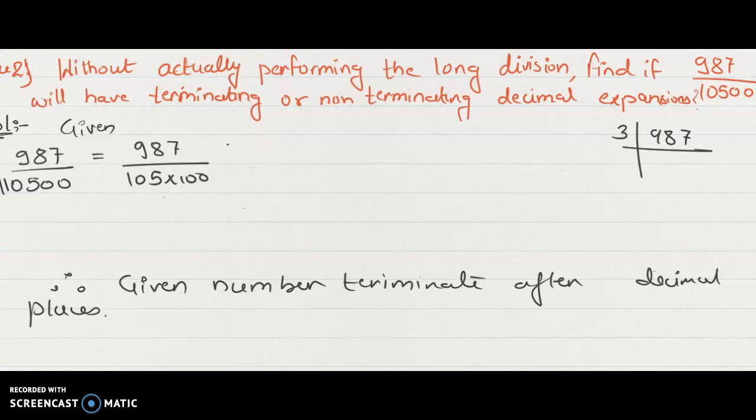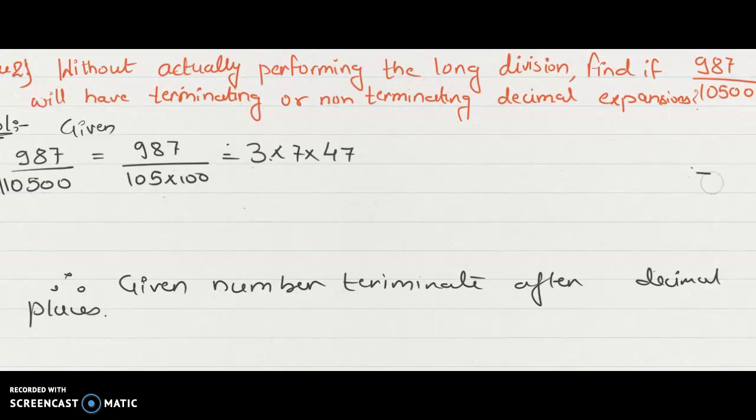It is divisible by 3. 3 threes are 9, 3 twos are 6 and 2 is left, 3 nines are 27. Now it is divisible by 7. 7 fours are 28 and 4 is left, 7 sevens are 49. Now it is divisible by 47, 47 ones are 47. So we can write 987 in its expanded form as 3 into 7 into 47.